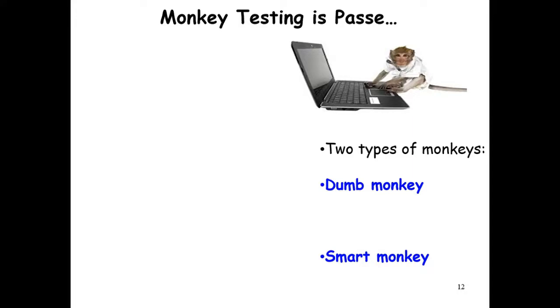So the dumb monkey, what does it do? It takes all the possible data. It provides all the possible data as input to the software, and then it takes the output and analyzes whether it's according to the specification or not. And the second one is the smart monkey, which only focuses on a particular set of data. He already knows which types of data that code takes as input, and the smart monkey used to provide those inputs only.